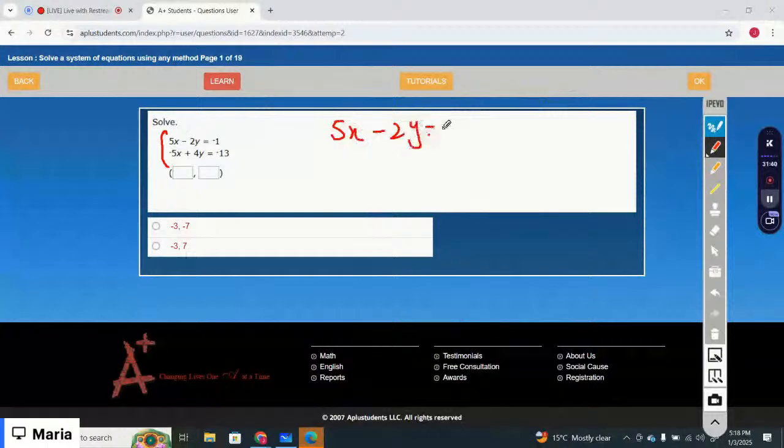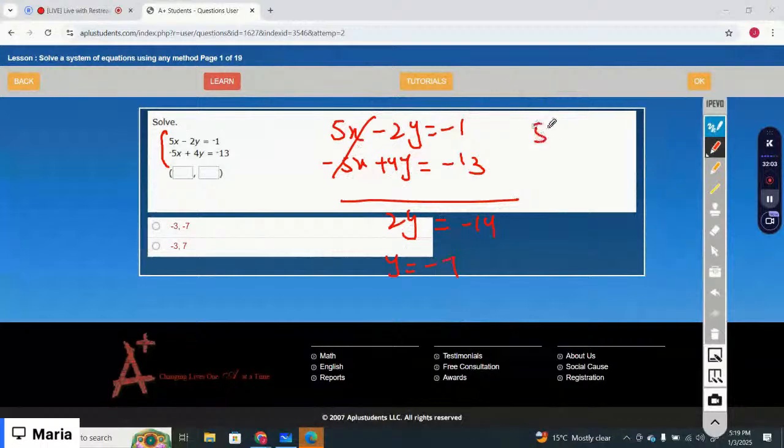5x minus 2y equals negative 1. And that depends on the equation. Just look at the equations, whatever method you can find easy, you can do. Equals negative 14. Y equals negative 7. Look, just one step and we have the value of variable y, right? Now you can substitute the value y in any of the equation and calculate the value of x.